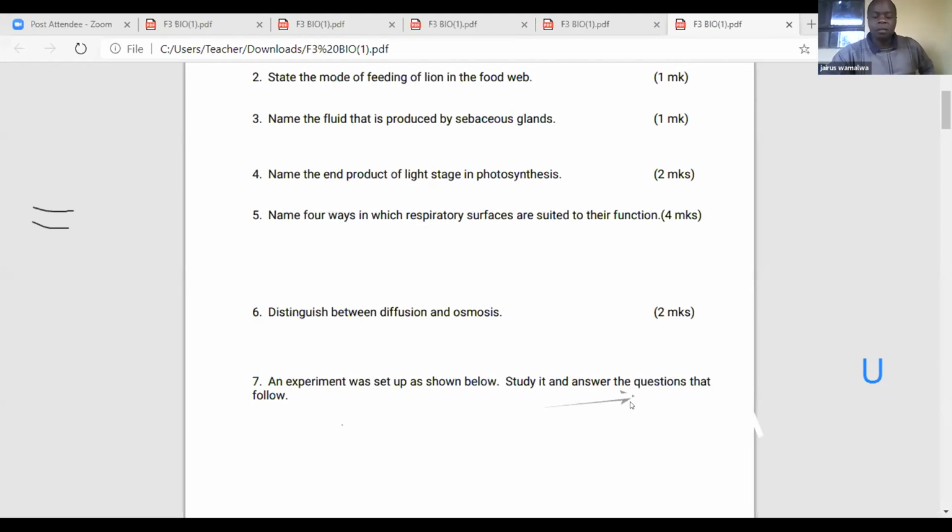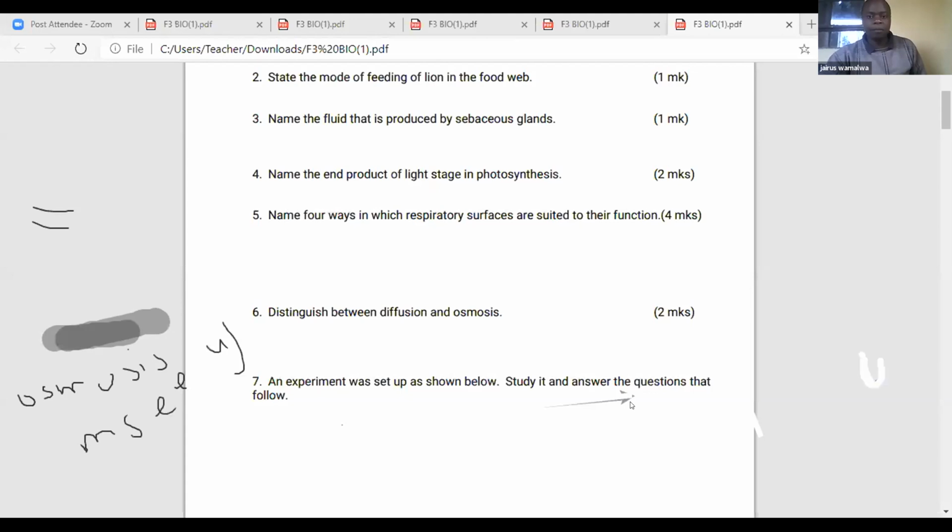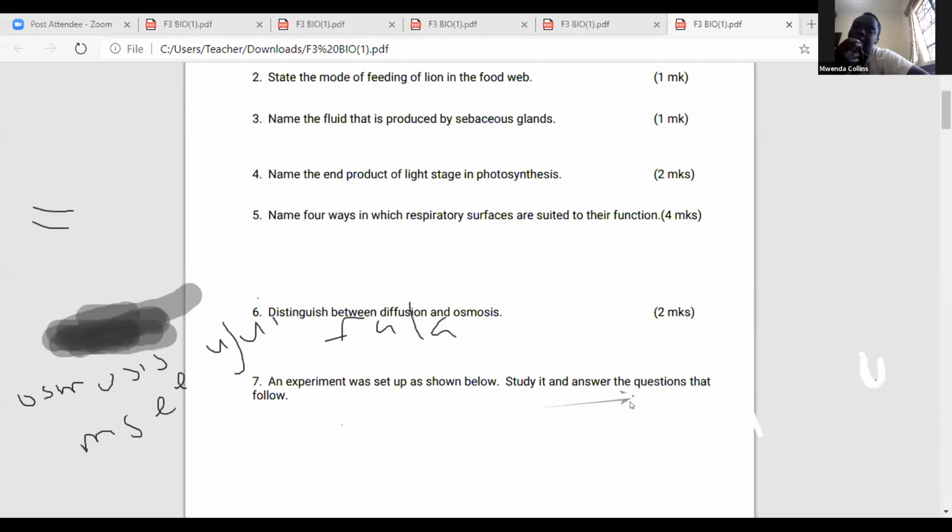Collins. Diffusion does not require a semi-permeable membrane, but osmosis requires it.